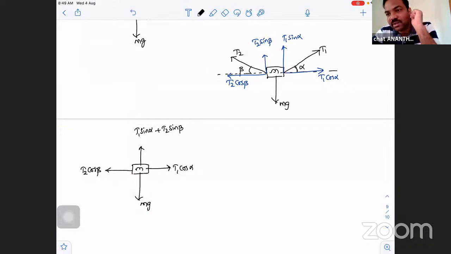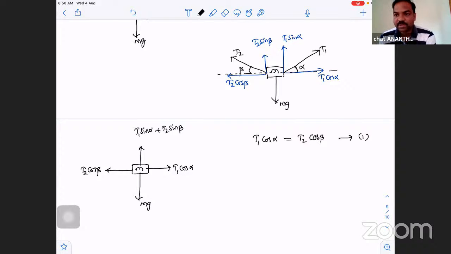Now T1, T2 are not there. Why? Because we made them into components. T1 has 2 parts here, T2 got 2 parts here. That is the idea of components. Now the object is not moving, which means all will cancel out each other. That means T1 cos alpha should be equal to T2 cos beta. This is the one equation. T1 cos alpha and T2 cos beta should be equal, because both are opposite. For the resultant to be 0, they should be equal and opposite.